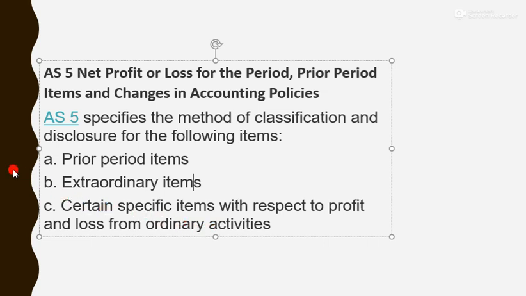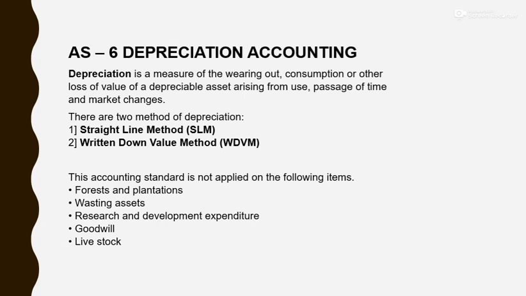Next, we move on to accounting standard 6, depreciation accounting. Depreciation means decreasing the value of a fixed asset due to usage, its durability, loss of quality, or consumption. It's called depreciation. Here we read the meaning. Depreciation is a measure of wearing out, consumption, or other loss of value of a depreciable asset arising from use, passage of time, and market changes.